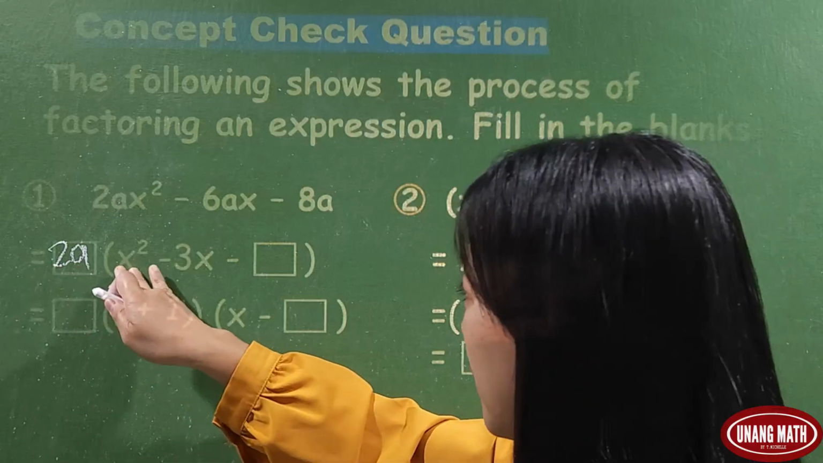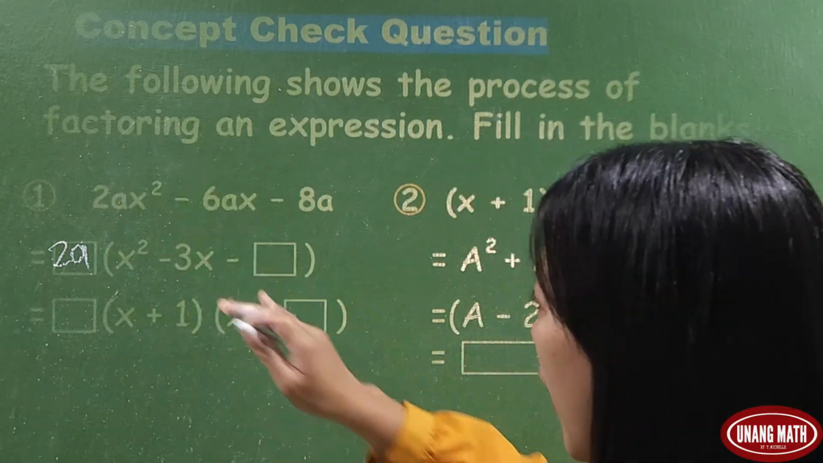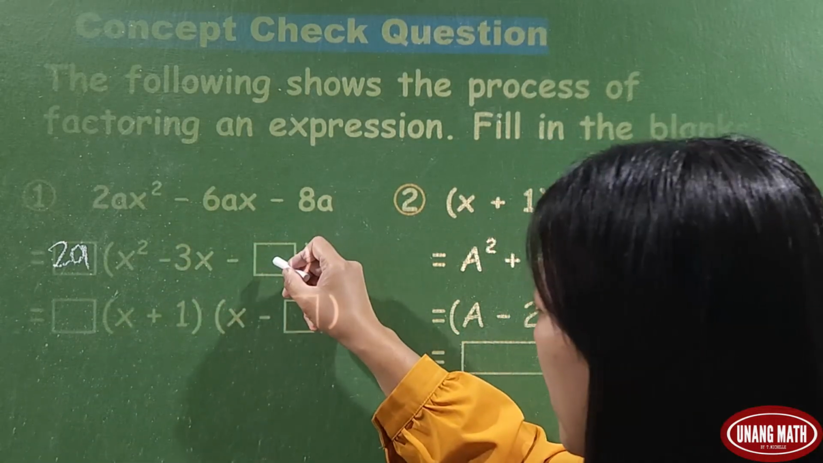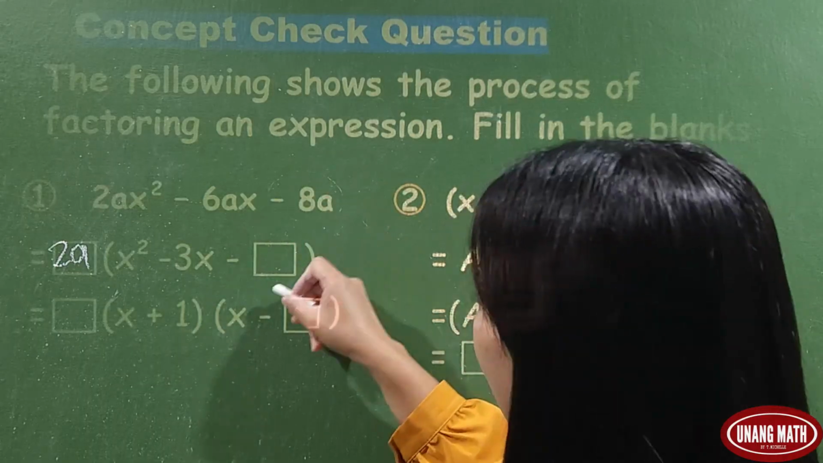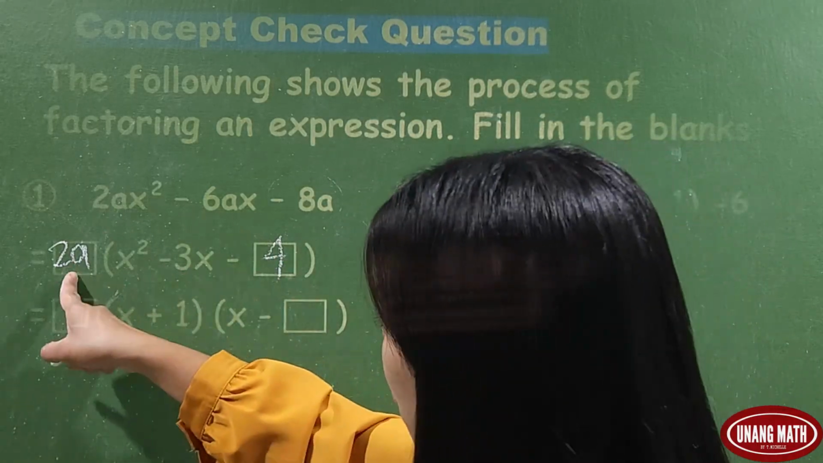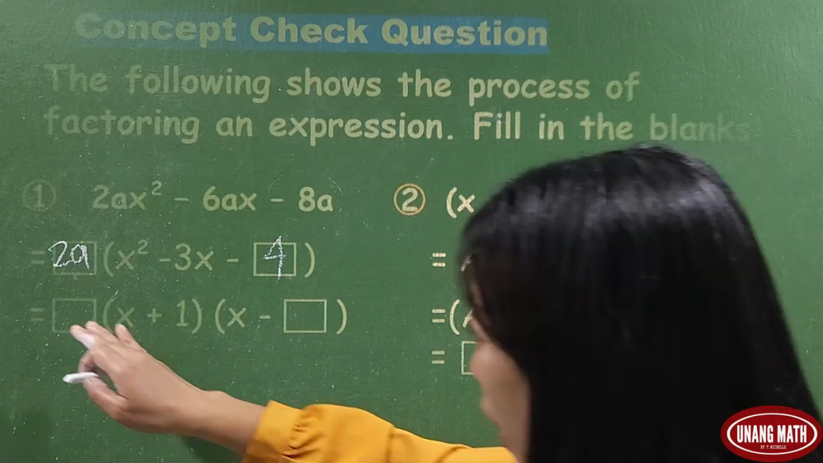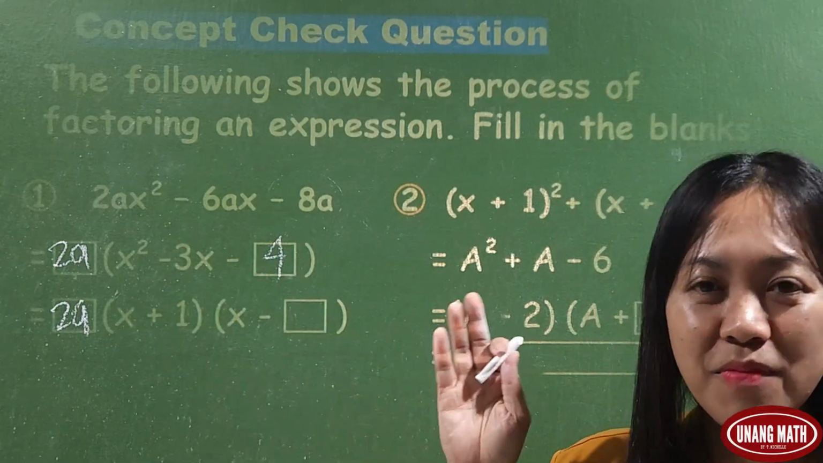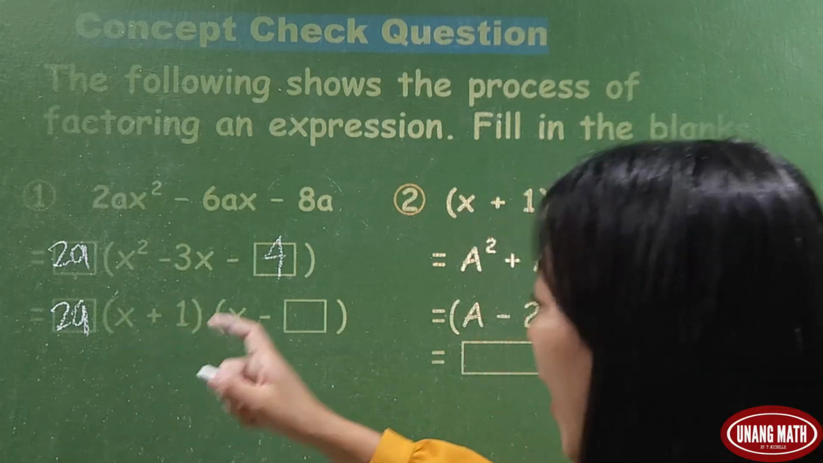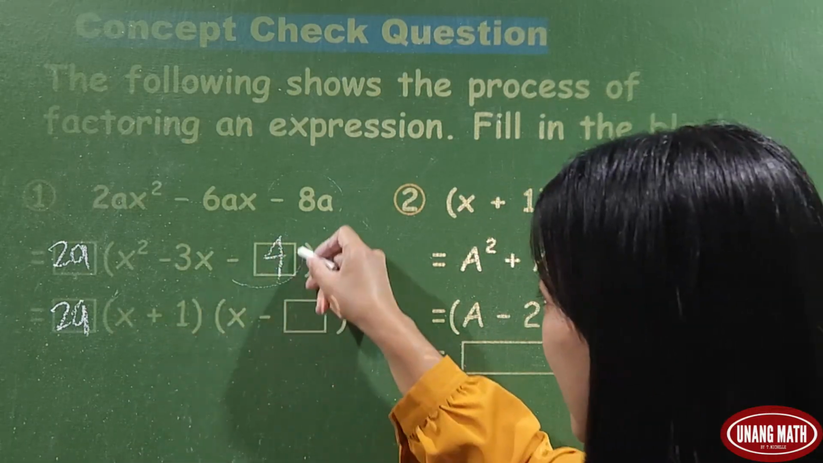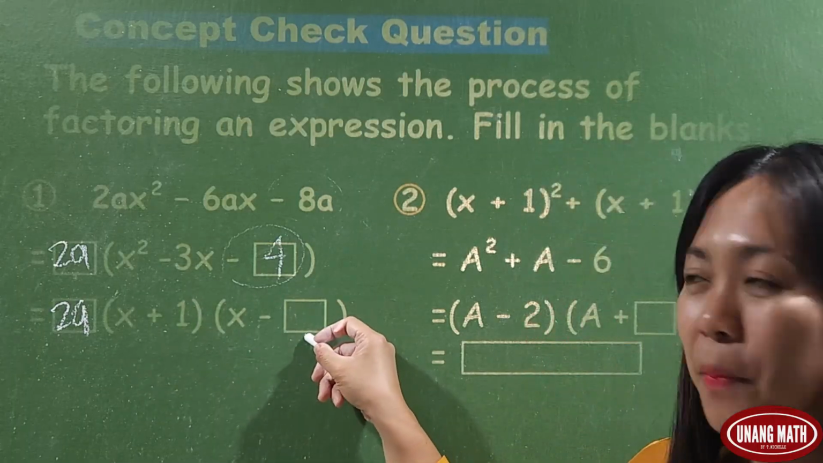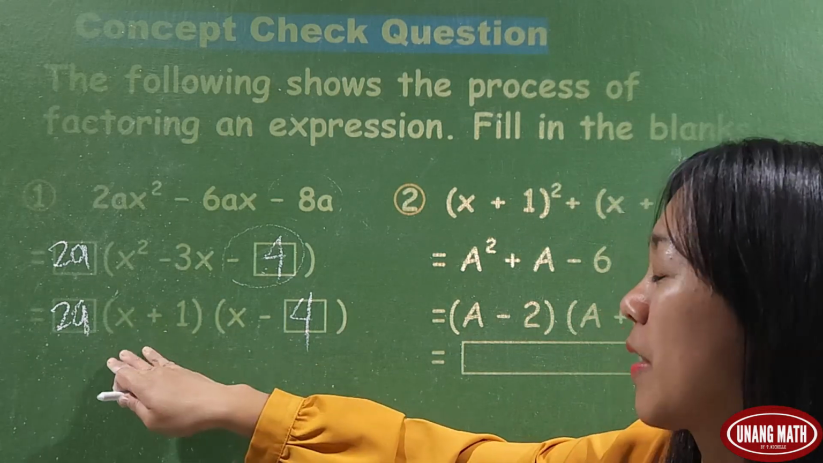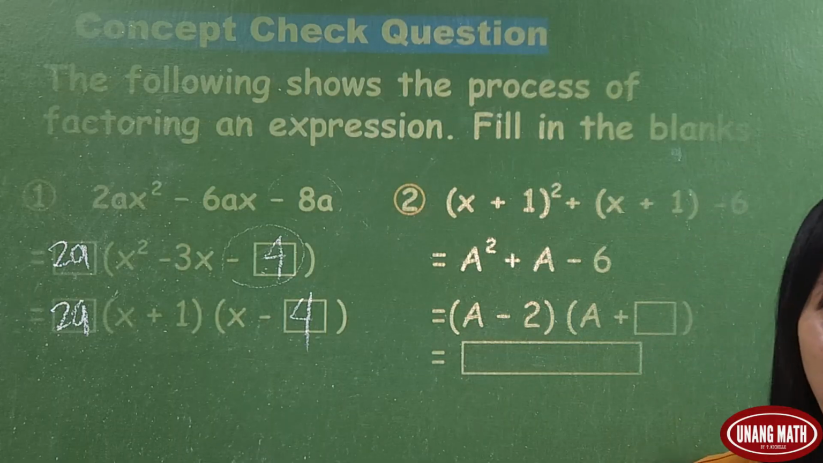2a. 2a times x squared is 2ax squared. And 2a times negative 3x is negative 6ax. What about the number here? Since this is negative 8a, it means this is 4, because negative 4 times 2a is negative 8a. So this is 2a, and x squared minus 3x minus 4 can be factored. That would be x plus 1 times x minus, since this is negative 4, 1 times what number to make it negative 4? So it means this is 4. So we have 2a times x plus 1 times x minus 4.